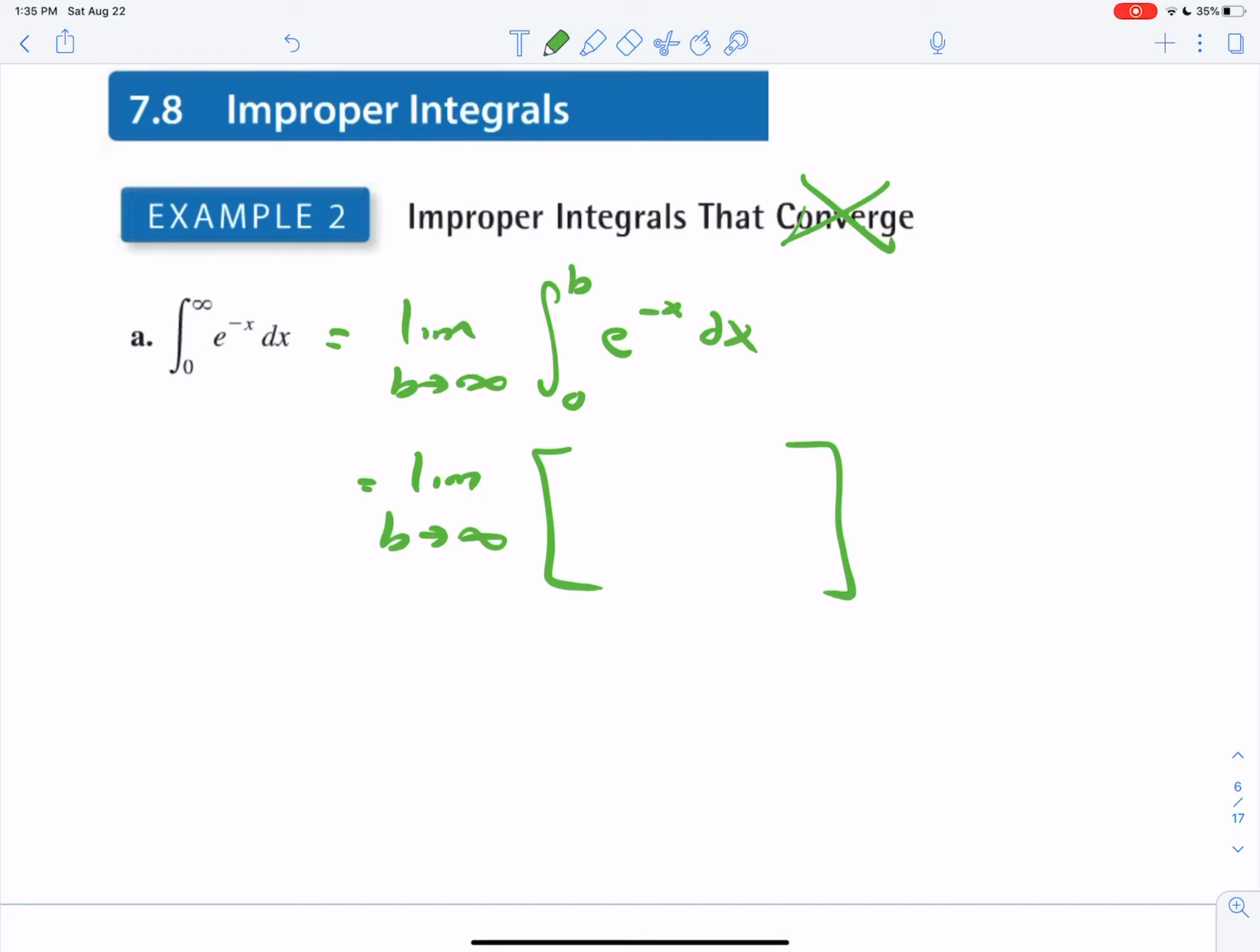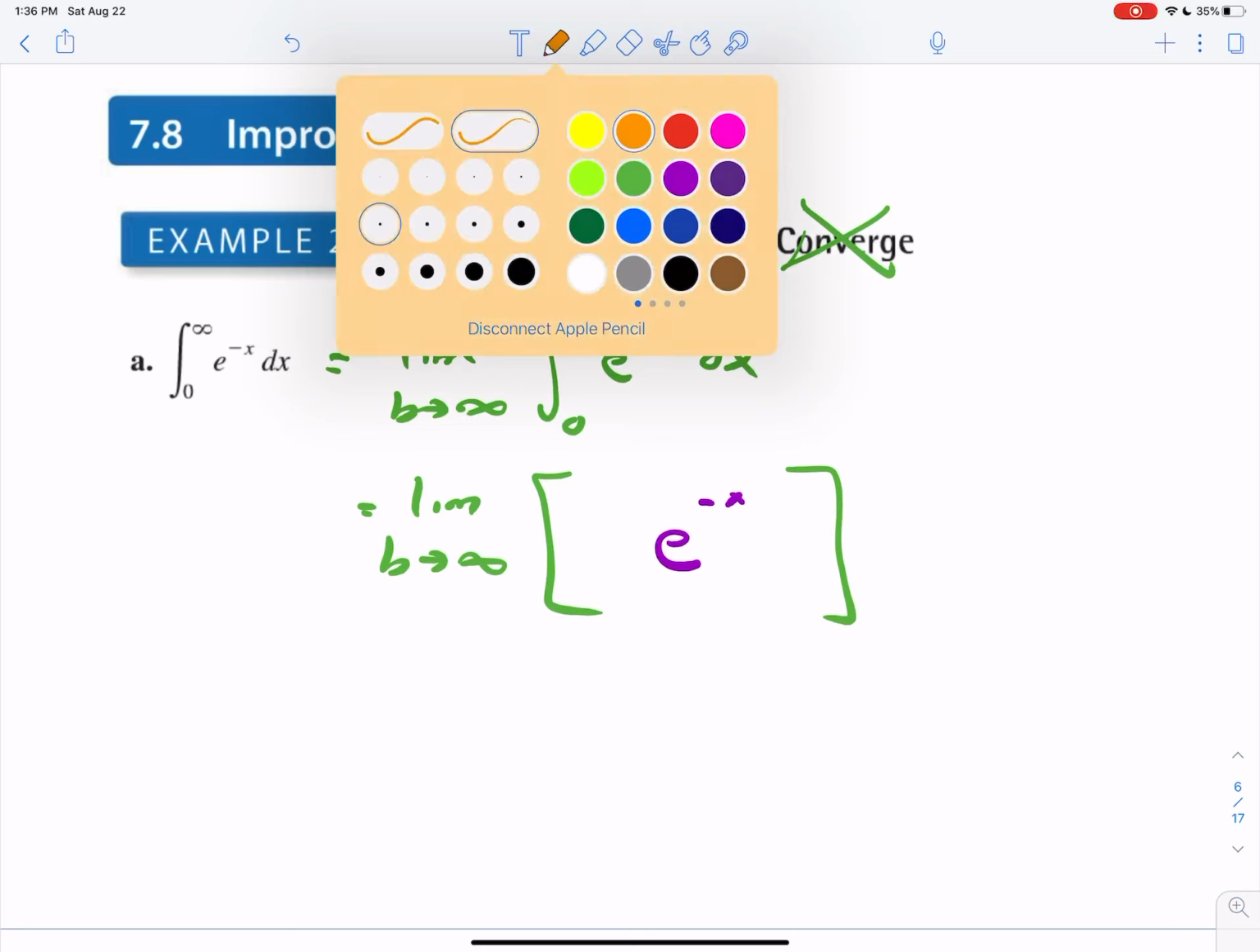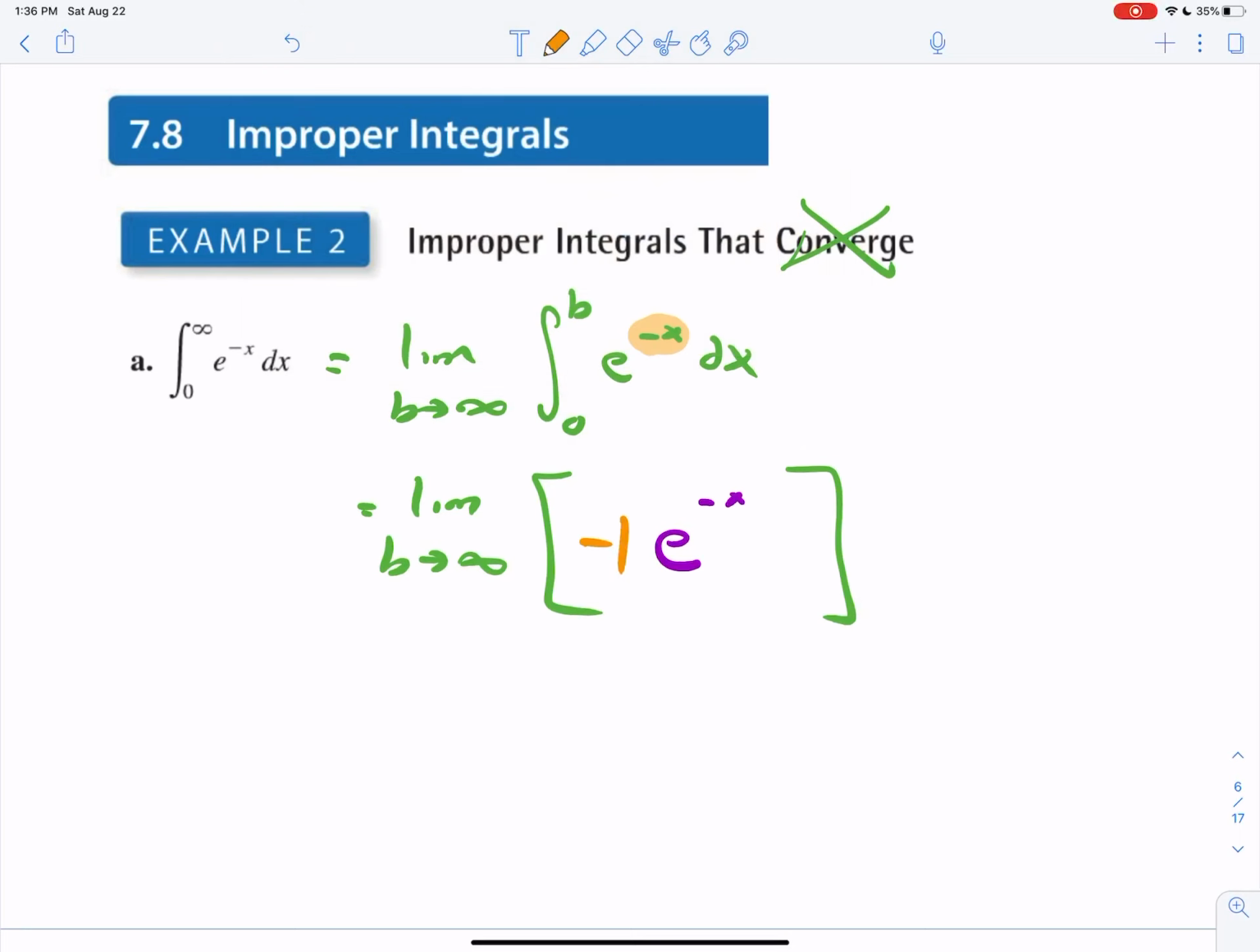requires a minor u substitution. There is a function inside of the exponential function. So we know the integral of e is just going to be e to the same thing, but the derivative of that inside function is going to be -1, and the reciprocal will be -1 as well. Okay? From 0 to b.